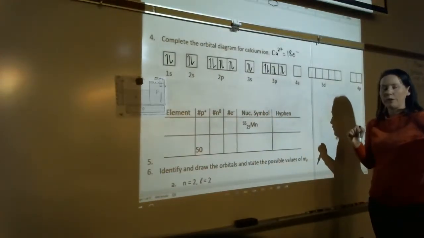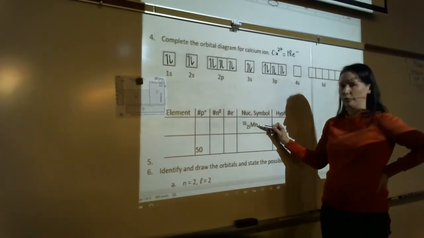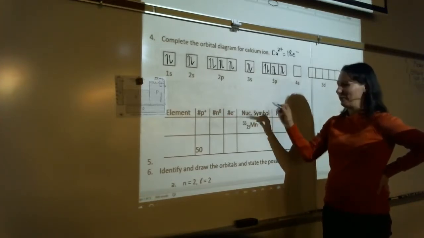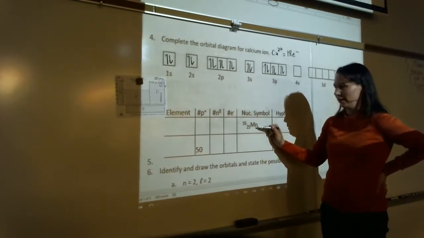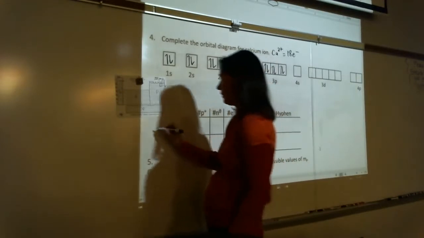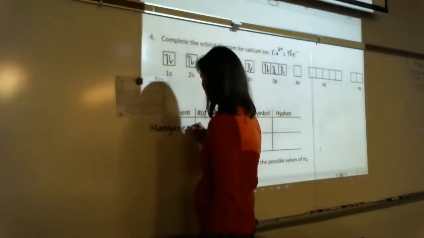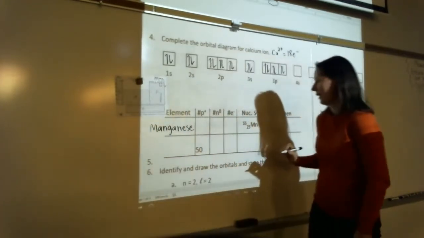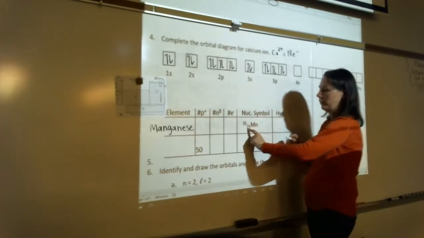And while we're on the topic of the periodic table, let's fill in this chart. If you didn't know your symbols, you'd be up the creek, right? Because your periodic table doesn't have the names. What is Mn? Manganese. How many protons does it have? Which number do you look at, top or bottom? Bottom number, right? 25.